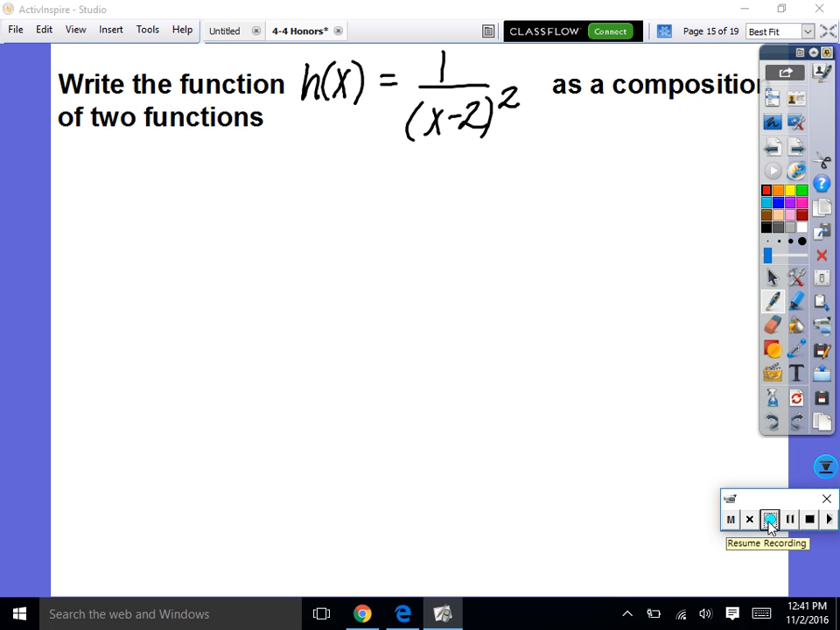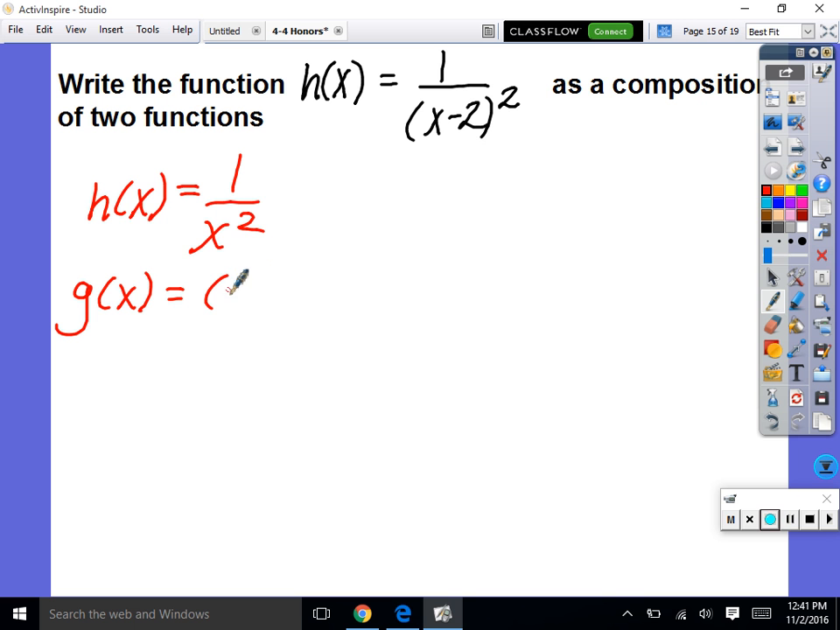So I just want to, Amelia, what did you do again? You did what? She said let h of x be 1 over x squared. Let g of x be x minus 2. So that's good, but you're not done. Then Amelia also said we want to find h of g of x. That is correct. Wouldn't that work? G of x into h of x, doesn't that give us this?